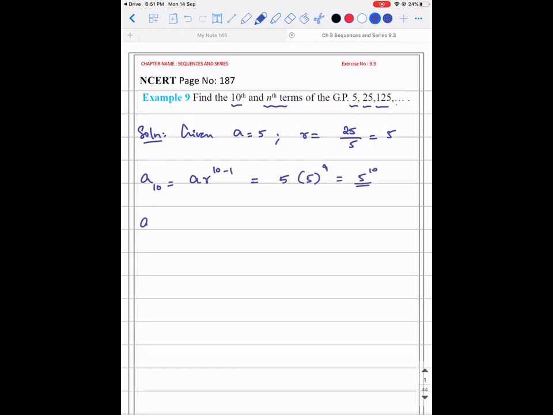So similarly, what will be AN? AN will be AR power n minus 1. A is 5 into 5 power n minus 1. Answer will be 5 power n. Am I clear? Yes, sir. So it will be 5 power 10 and 5 power n. So moving on to the next one.